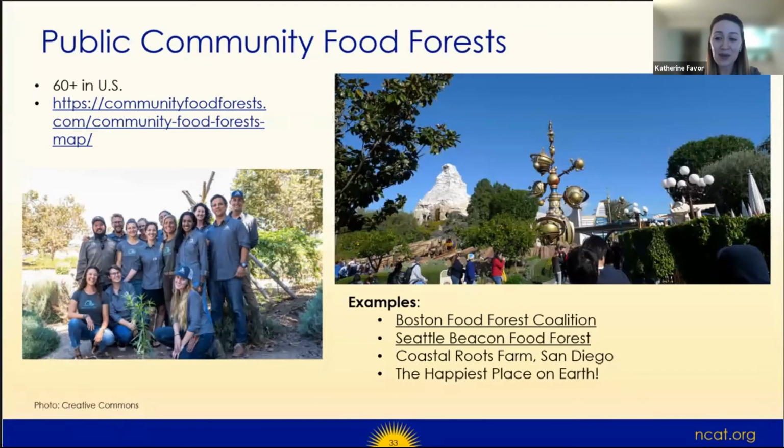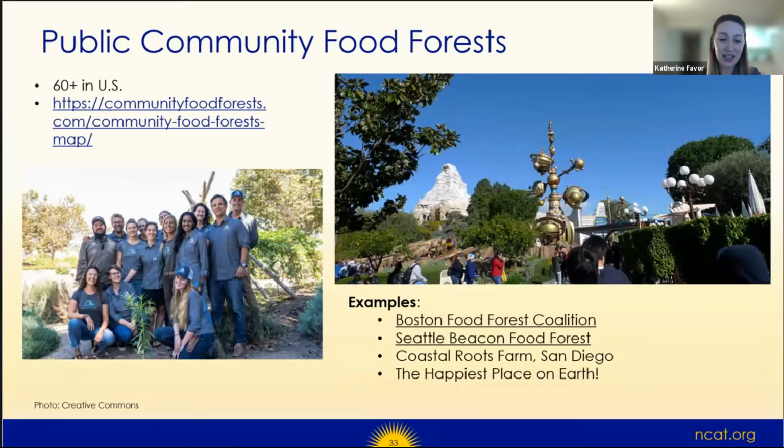Public food forests are great because they provide a food source to literally anyone who passes by, helping build food security. And it's a great way for cities to landscape in a pretty and sustainable way. So some examples are the Boston Food Forest Coalition, which has a bunch of different food forests all over the city. And Seattle's Beacon Food Forest is a pretty famous one. It's pretty big, it's basically a park, but it's open to the public and people can harvest and eat and take care of it. And yeah, really neat place.